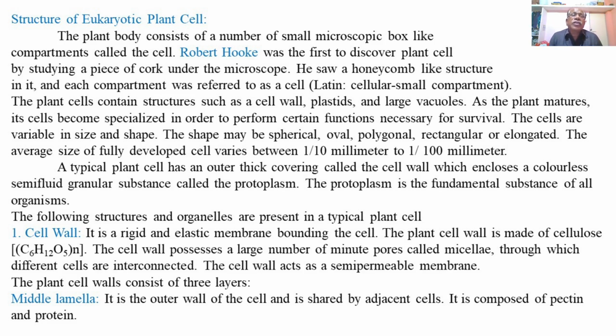The plant cell contains structures such as the cell wall, plastids, and large vacuoles. So, this is the specialty of the plant cells. Plant cells are composed of distinguishing structures such as the cell wall, plastids, which may be chloroplasts or colorless plastids called leucoplasts, and large vacuoles present in the cytoplasm.